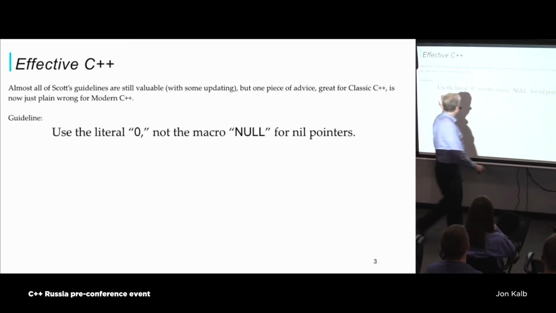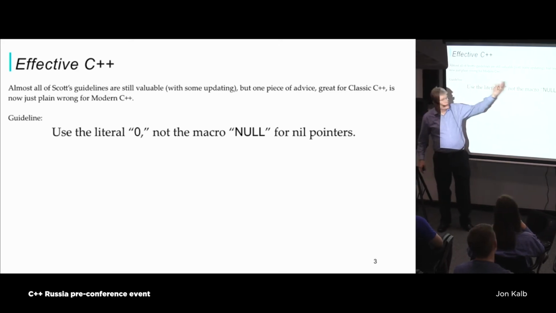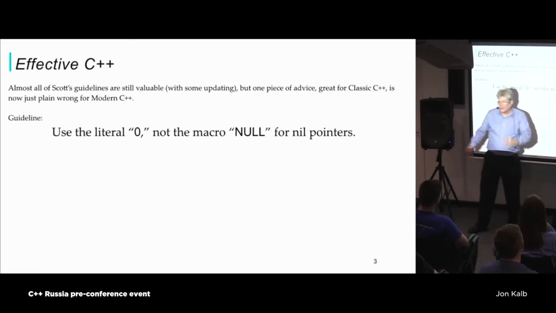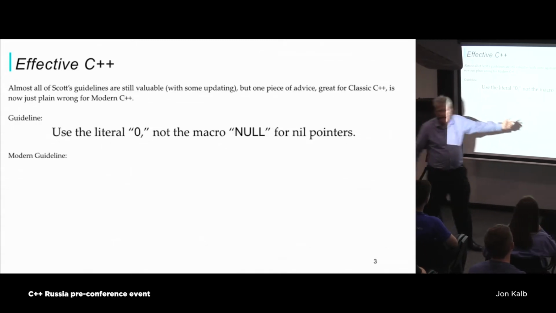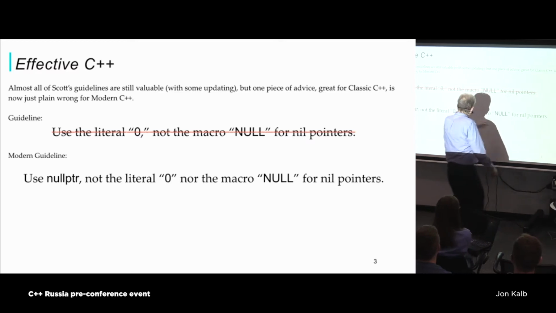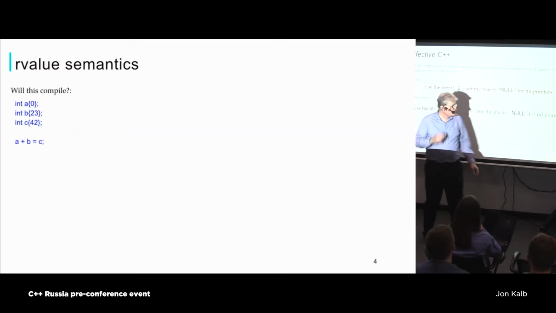One of his guidelines is he says, use the literal zero, not the macro NULL for null pointers. This is true. We don't want to use the macro NULL for null pointers, right? Everybody's on board with that, but this is not good advice. What's the good advice? nullptr. Okay, so this is better advice. All right, we all get the idea? This one's easy. I got something a little bit more interesting.